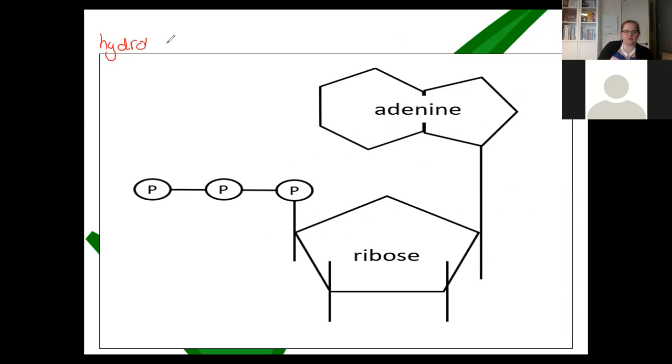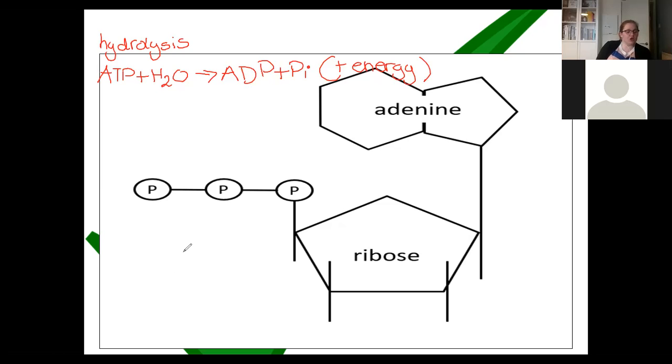Hydrolysis of ATP. Again, it's this idea of hydrolysis and condensation reactions coming around again. If we have an ATP molecule, which we've got here, and we add water to it, we make ADP, which is adenosine diphosphate, plus Pi. Pi is an inorganic phosphate group, so it's a phosphate group without any carbon, plus energy.